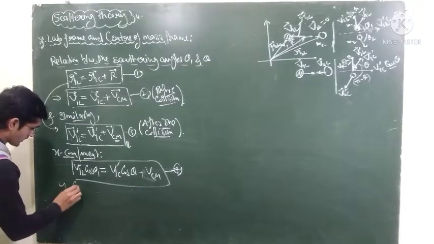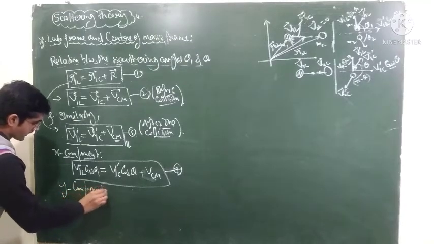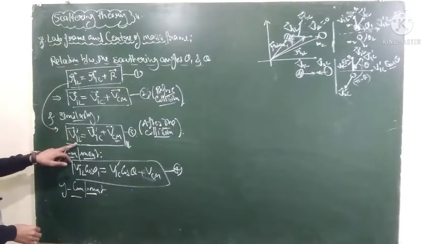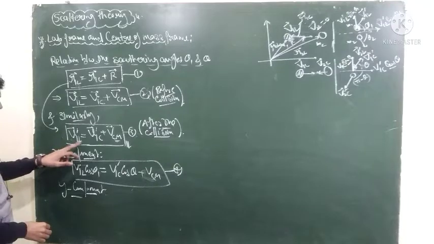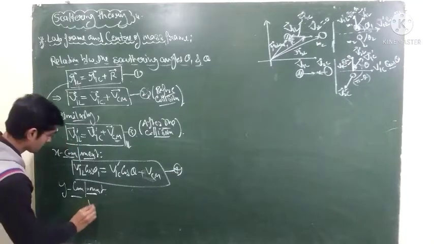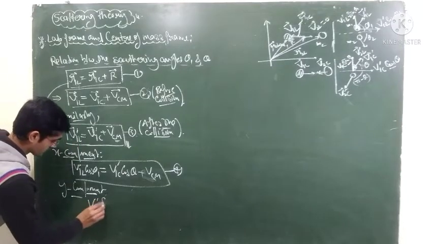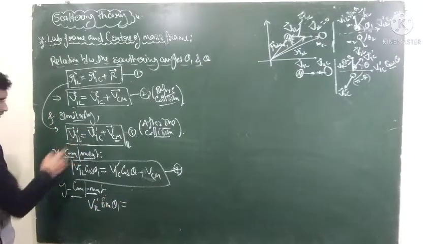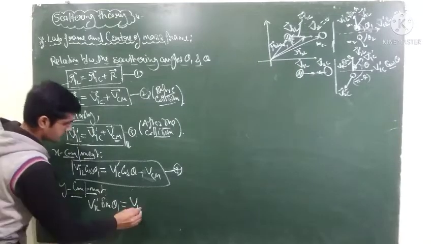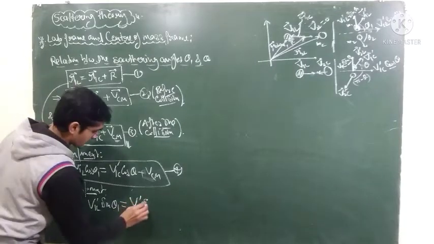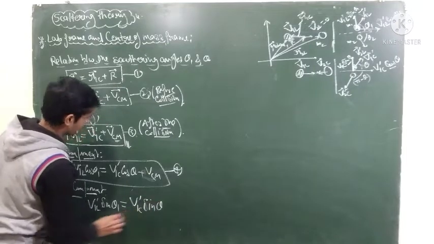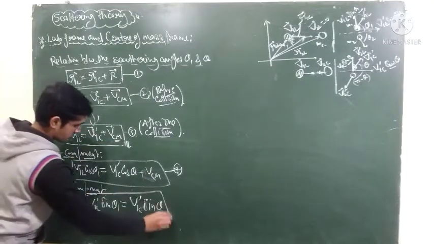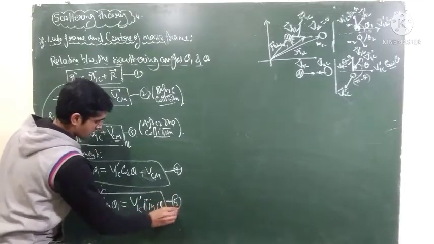And the y component. So the y component will be the vertical component of the velocity of particle 1 in the lab frame after the collision. So it is v1l dash sin theta1, which will be equal to the vertical component of the velocity of particle 1 in the center of mass frame after the collision. It will be v1c dash sin theta, and there is no velocity of the center of mass in the vertical direction. So this is equation number 5.